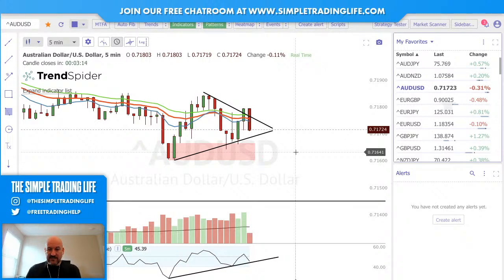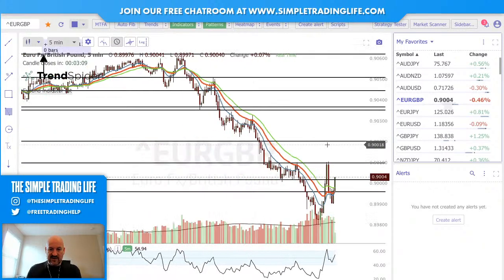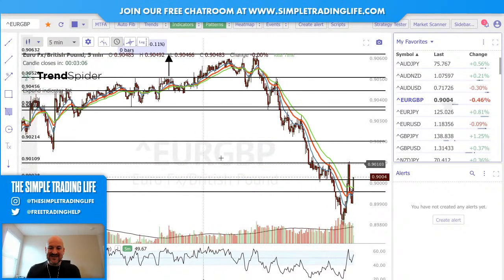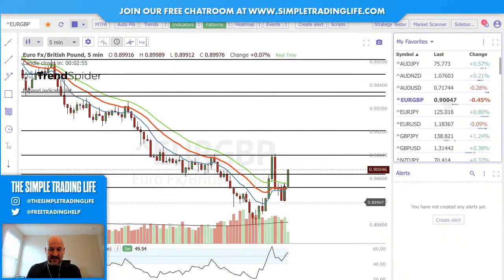Okay, I want to keep moving. Let's go to euro pound. Now I drew these lines in yesterday or the day before. These are support and resistance lines. Overall we've been moving down. That's the bigger picture. Then we kind of came down here, came back up. We put in this double top right here. And now it's coming back down, coming back up.